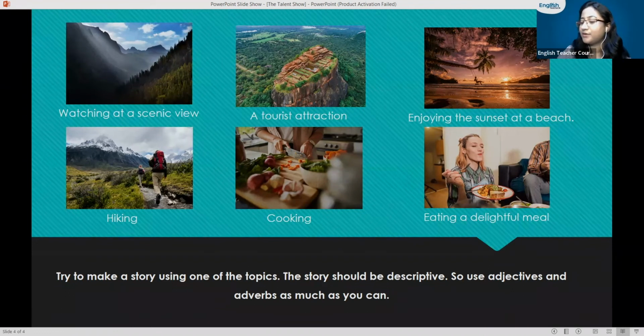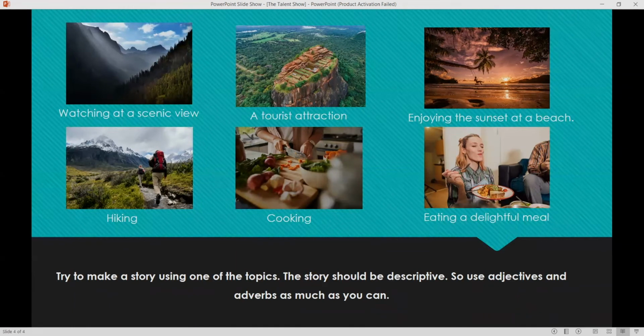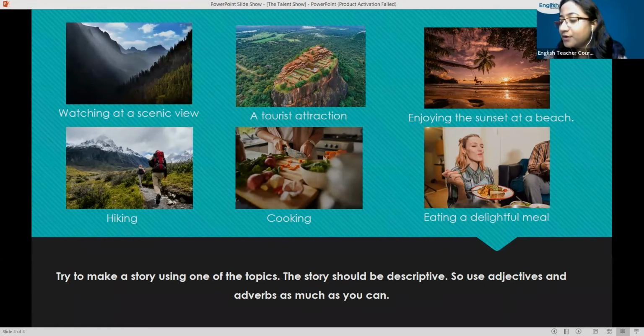Gayani Prasadika, are you here? Yes, miss. Okay, what topic would you like to choose? Cooking. Cooking, okay. And Ranushika Seumini. Seumini, are you here? I saw you are logging in. Where's this girl?